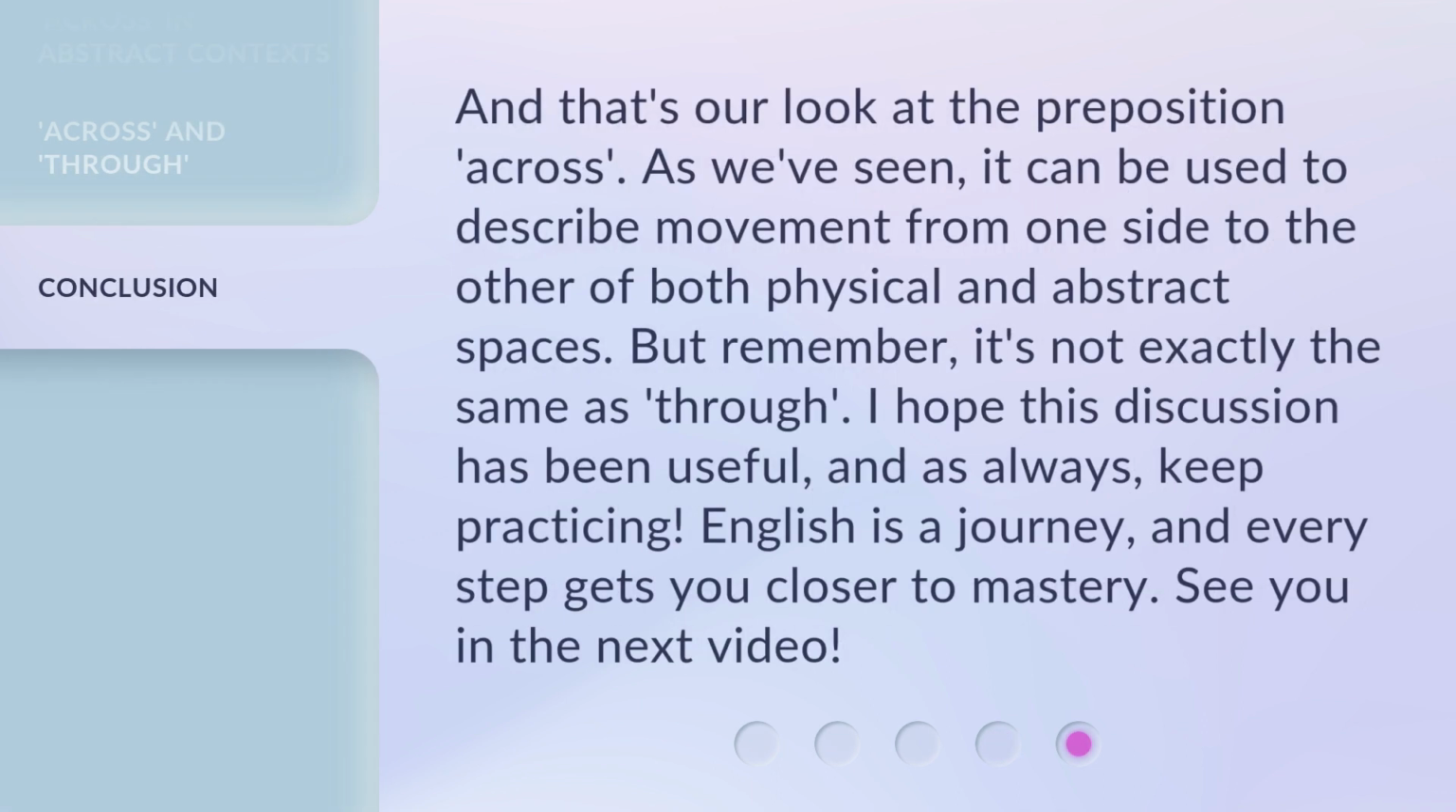And that's our look at the preposition across. As we've seen, it can be used to describe movement from one side to the other of both physical and abstract spaces. But remember, it's not exactly the same as through.